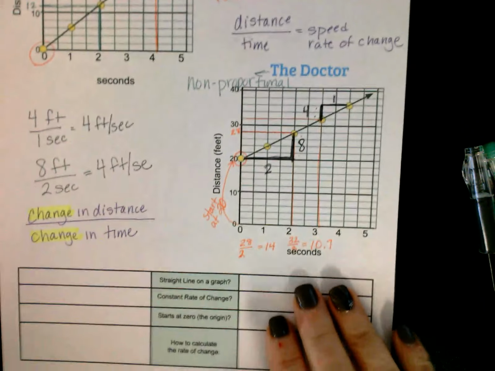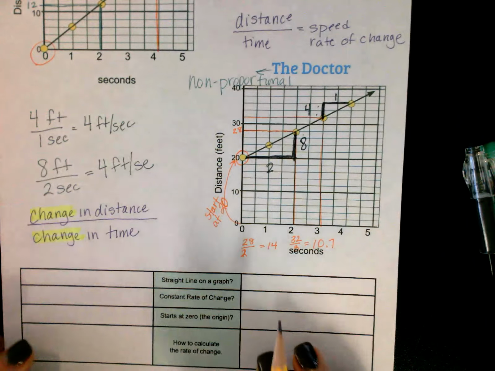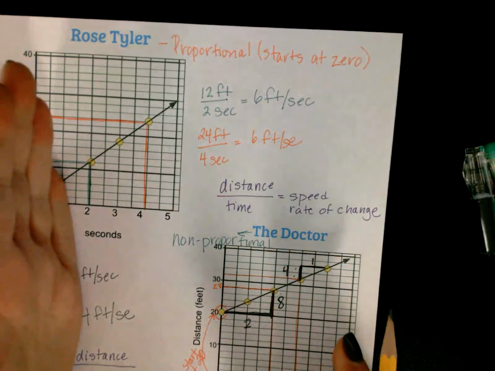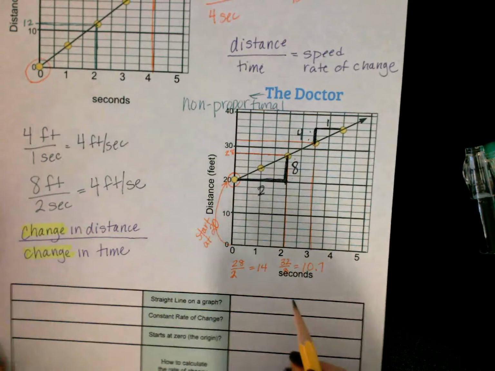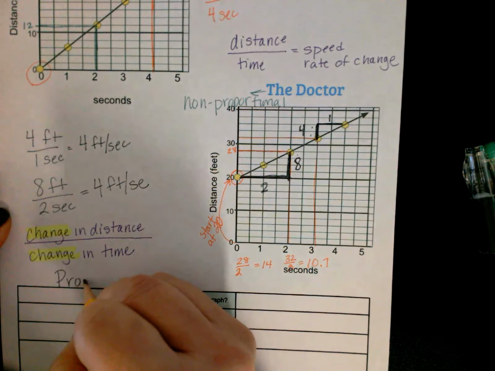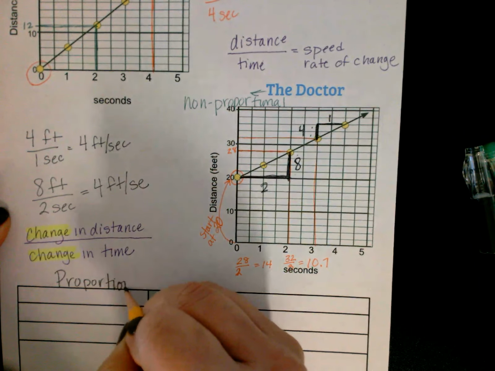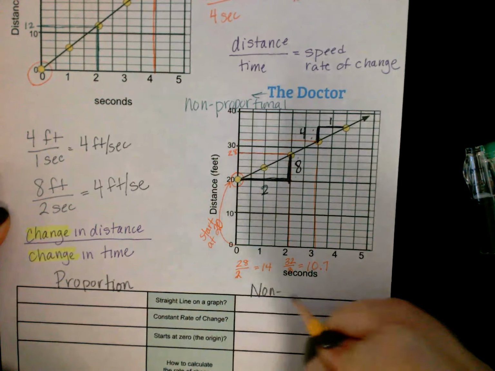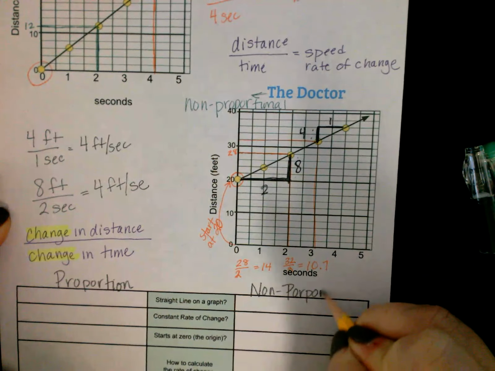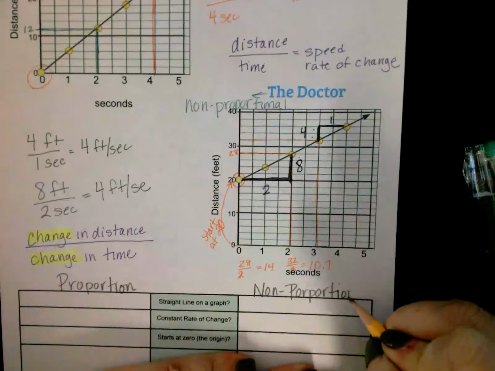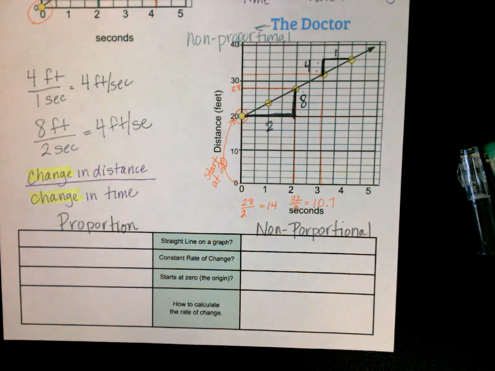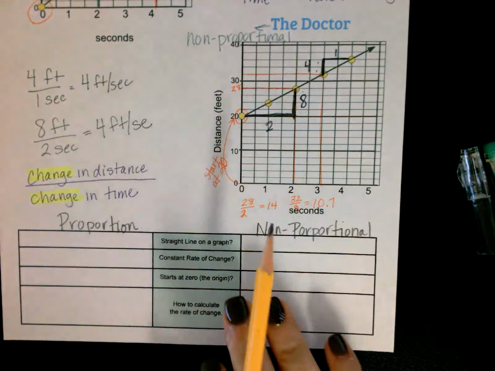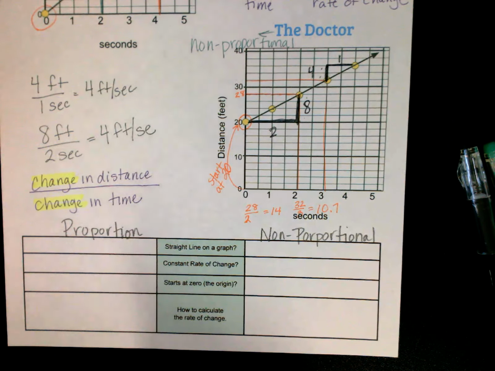Okay, now we're just going to summarize some of the things we talked about. When we compare a proportional Rose Tyler type of graph to the doctor's non-proportional, what do we see? So on this side, we're going to write some notes for proportional. And then on this side, we'll make some notes for non-proportional. I'll give you about 10 seconds or so to get caught up with your notes to make them look like mine. Again, you can always rewind it, pause it when you need it.